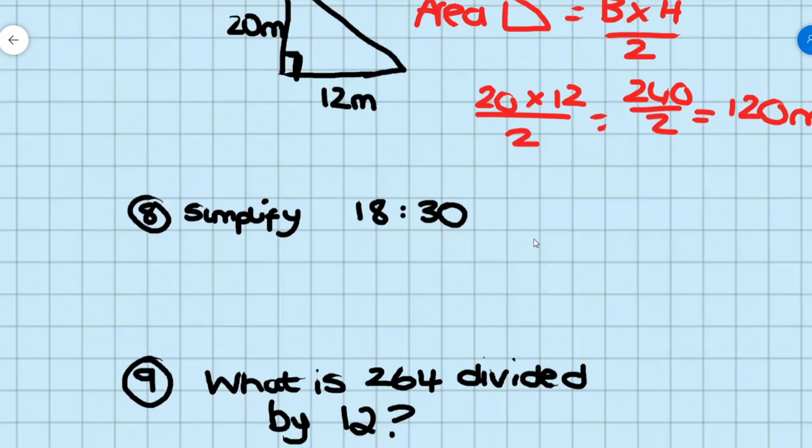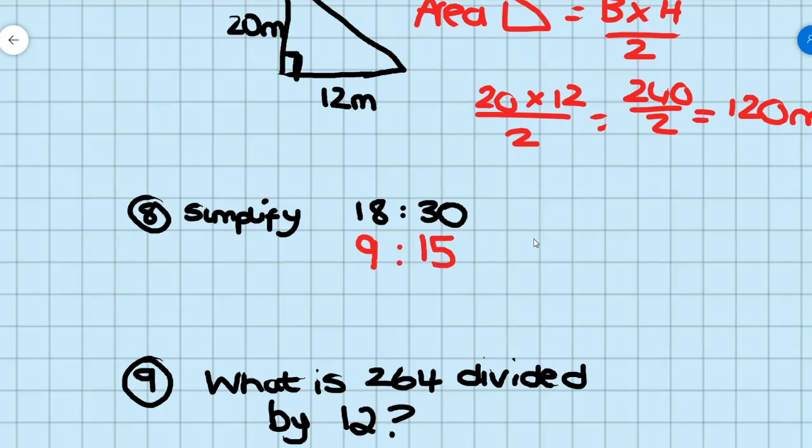Number 8, simplify the ratio. So I'm looking at factors of 18 and 30. And then I'm going to divide both of those numbers by that amount. So 18 and 30, well, they're both even, first of all, so I could definitely halve them. So that's 9 and 15.